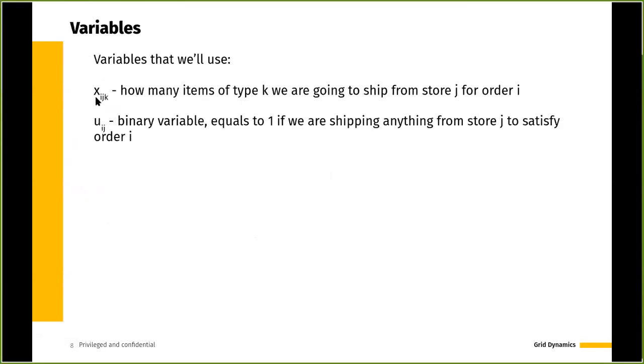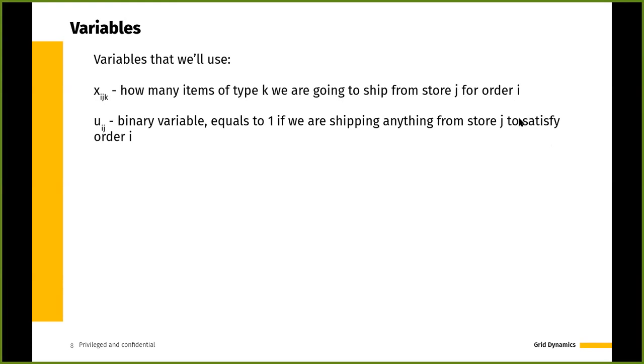Now we have to construct the MILP. We have to determine the variables that we have. In our case, we have two sets of variables. The first one is x_ijk, which means how many items of type K we would like to ship from store J for order I.